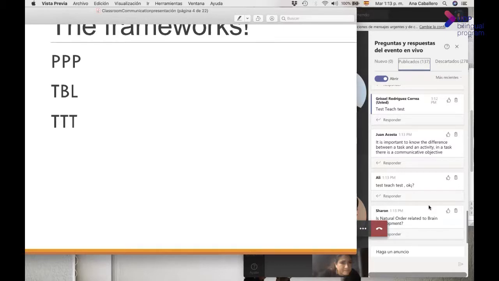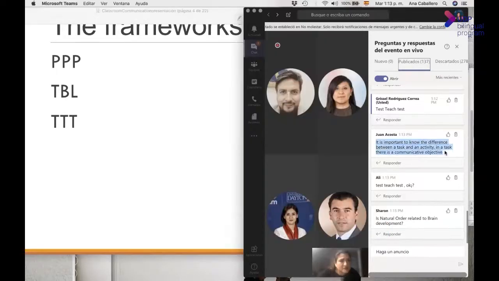It is important to know the difference between a task and an activity. In a task, there's communicative. Yes, we're going to talk about accuracy and fluency in a moment, Juan Acosta. So we're going to go over tasks and activities.